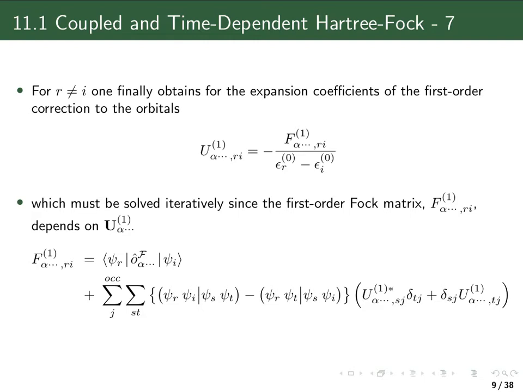However, one should not forget that, of course, the first order correction to the Fock matrix also depends on the first order correction to the U matrix, which means one has to solve this equation iteratively. And again, I have written up here the first order correction to the Fock matrix, where we have just an integral over this first order property operator, and then here we have our Coulomb and exchange integrals multiplied with the first order corrections to the U matrix.